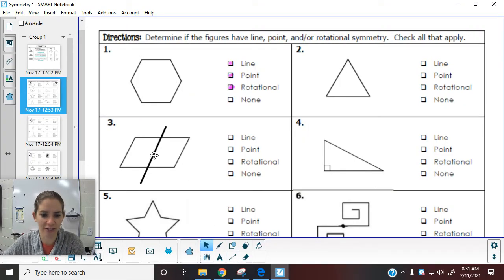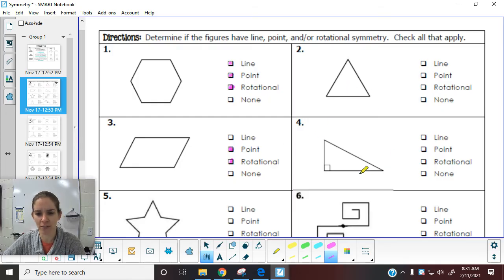So therefore, it does all that to say this: it does not have line symmetry. However, if you spin it on its head, it does look to be the same, and so therefore it has point and automatically rotational. Okay, try out number 2, and then also try out number 4.